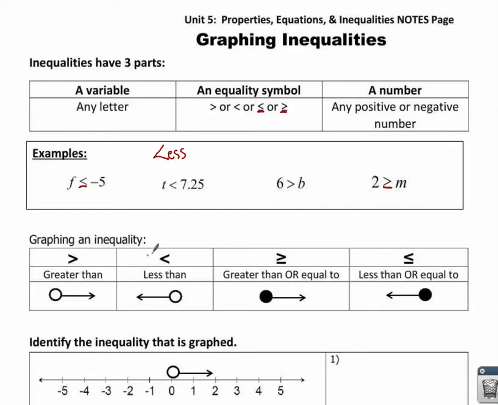Okay, so that's your definitions down here again. Greater than is an open dot. Less than is an open dot. Now here, greater than or equal to, where it has that line underneath, you need to shade the dot because it can equal that number. So that's how you represent that. Less than or equal to, again, you want to shade that dot. Let's look at a few examples.